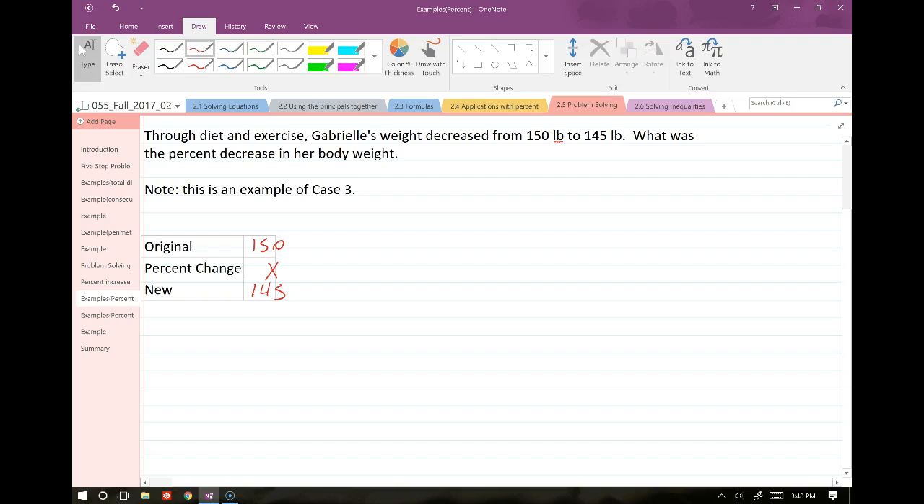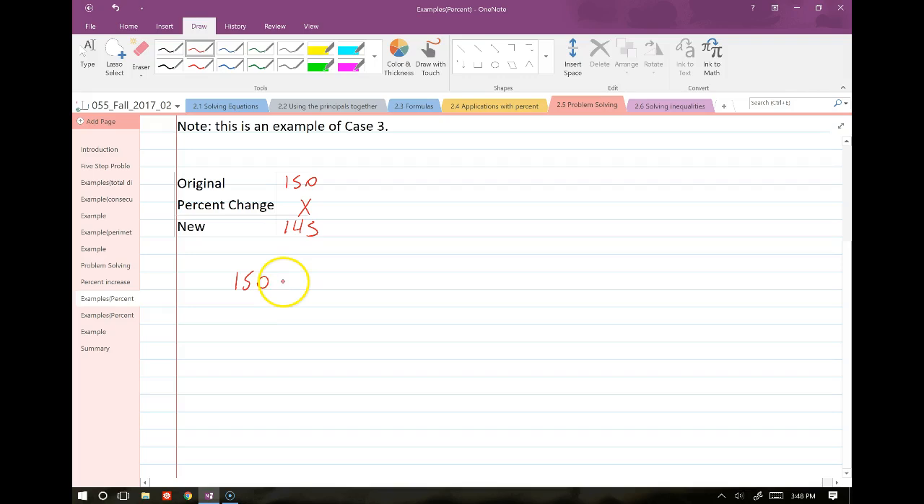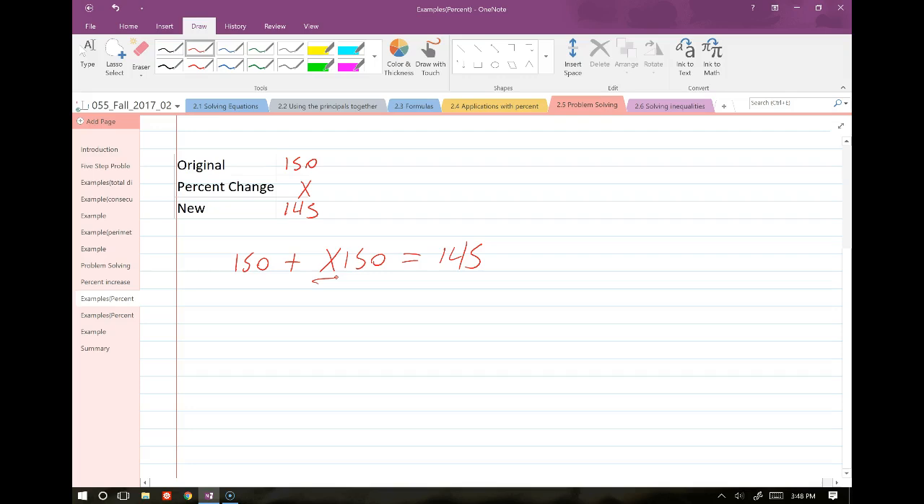Okay, so what we have here is the original 150, plus x times the original is equal to 145. Now, x is a negative, so don't worry too much. So now we've got x and we've got all our numbers. All we need to do is solve.